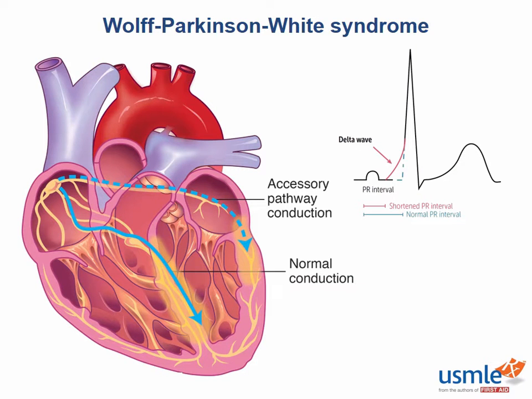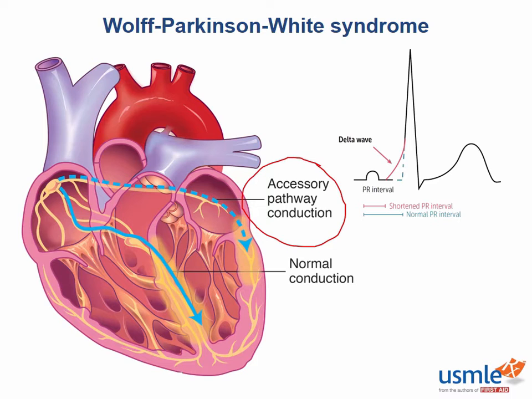Wolff-Parkinson-White syndrome is a type of ventricular pre-excitation syndrome. The term pre-excitation comes from the fact that there is an accessory pathway called the bundle of Kent that enables the electrical current to bypass the AV node, leading to earlier, or pre-excitation, of the ventricles. So we can see here there's this accessory conduction pathway that exists, generally called the bundle of Kent.